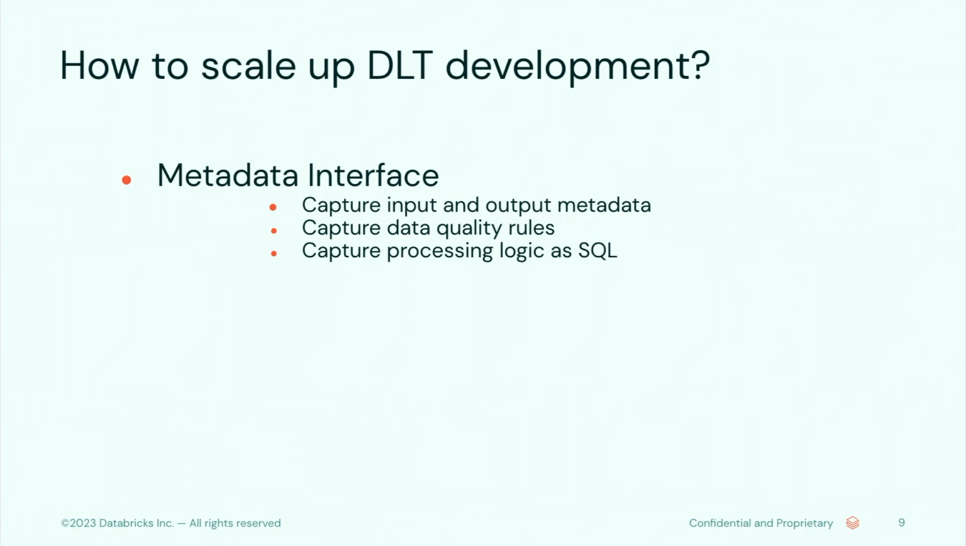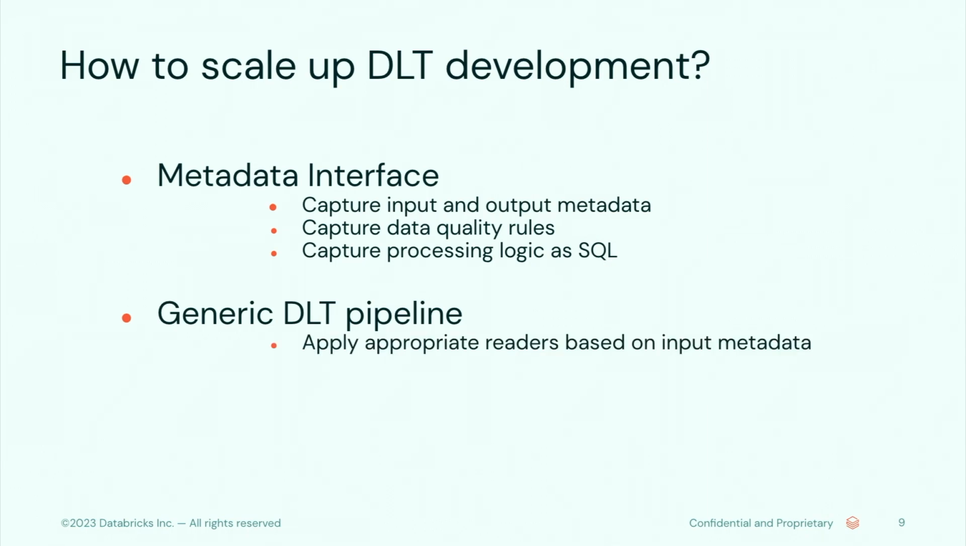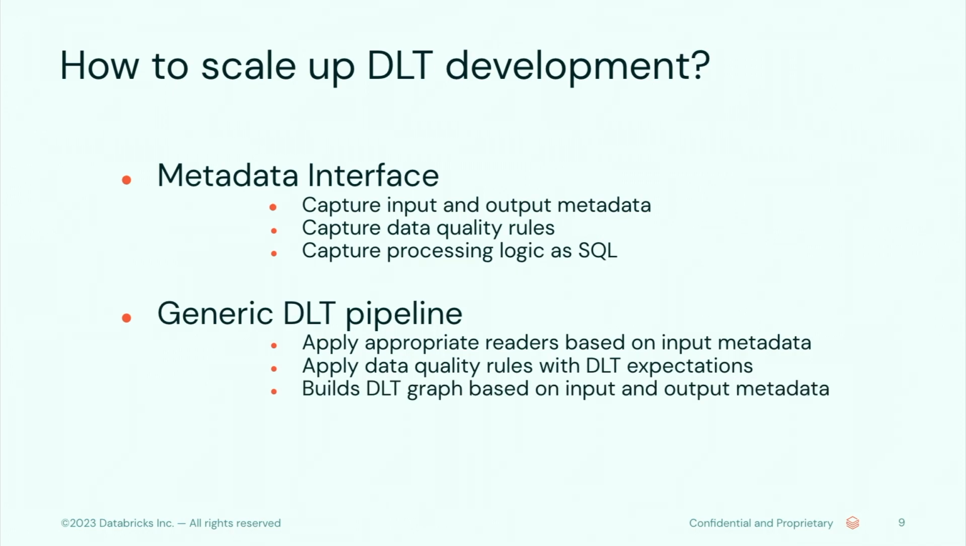And once you have all this metadata information, what you need is the generic DLT pipeline to understand that metadata. It can then apply the appropriate readers based on the input metadata, and it can also apply the data quality rules that you have in place using DLT expectations. Once you have all of this, we can build a DLT pipeline, knowing the flow from left to right, how the data should flow in your pipeline, and also run and launch the DLT pipeline.